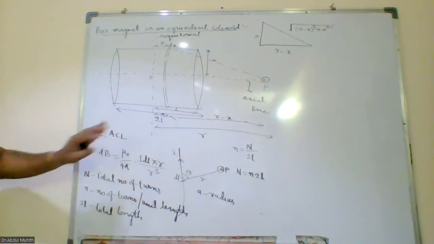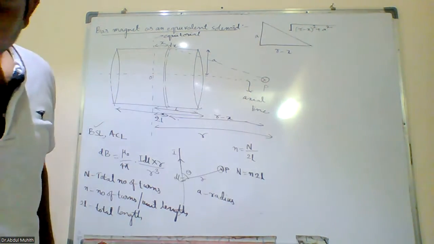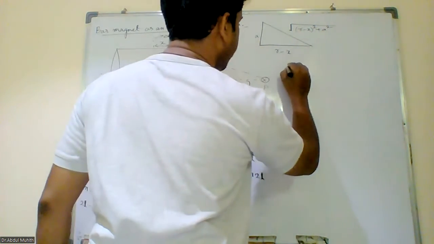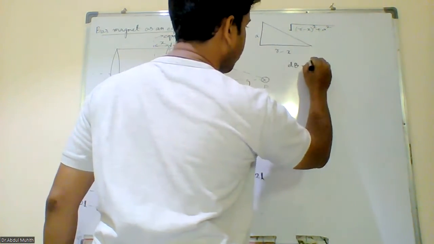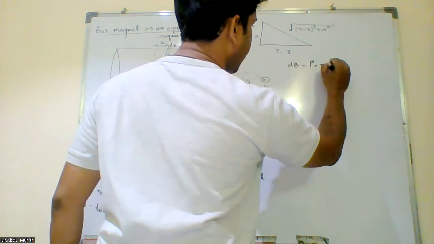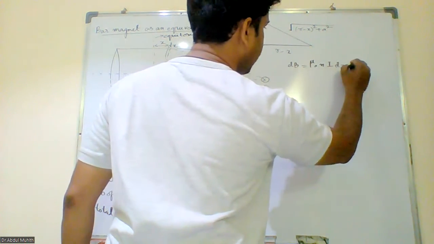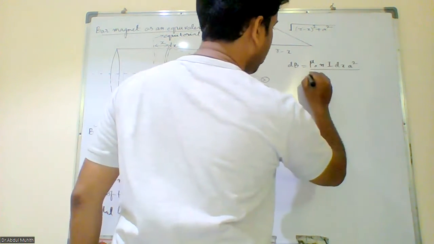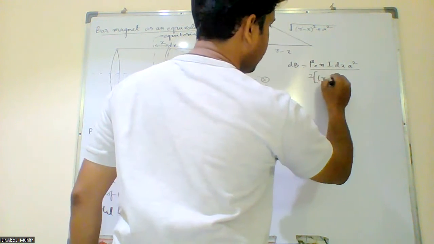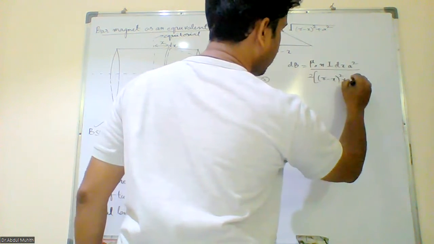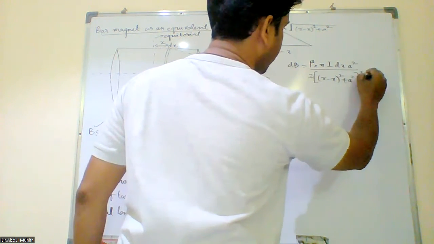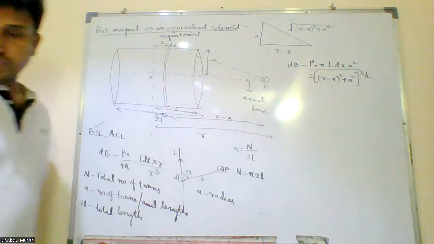So we'll just substitute in the formula. What is dB? dB is equal to mu 0 n I dx a square divided by 2 into (R minus x) whole square plus a square whole to the power of 3 by 2. Yeah, this is the value.